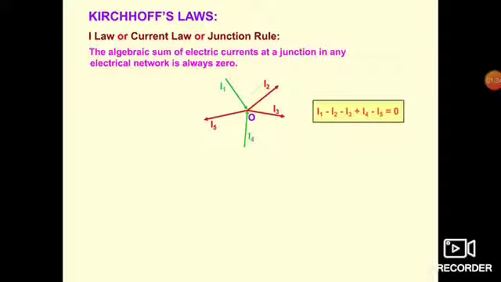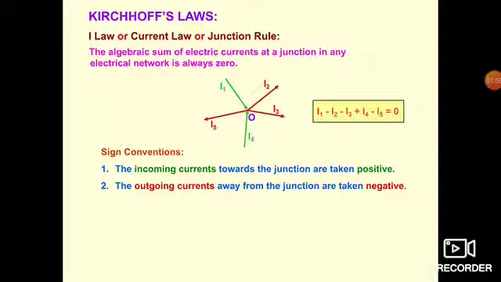I1 and I4 we have taken positive because they were coming towards the junction. I2, I3 and I5 we have taken negative because they are going away from the junction. If you add them, the total answer will be zero. This is actually the junction law, first law, current law. That is, the algebraic sum of electric current at a junction in any electrical network is always zero.